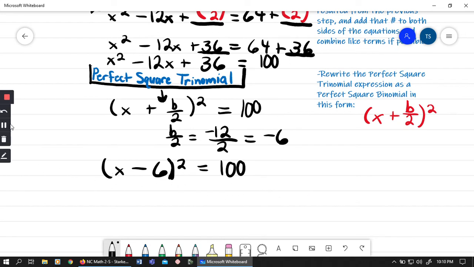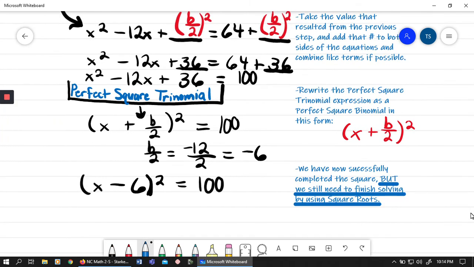So let's go ahead and solve this by using square roots. Let's finish solving by using square roots on both sides of the equation. So here, let's take the square root of x minus 6 squared. What we do to one side, we've got to do to both sides of the equation.